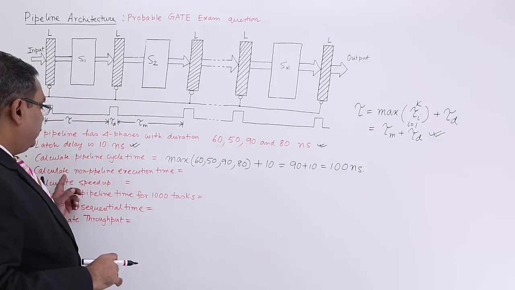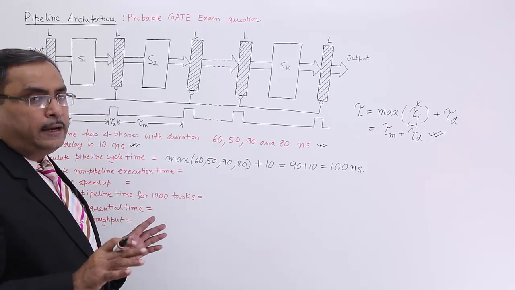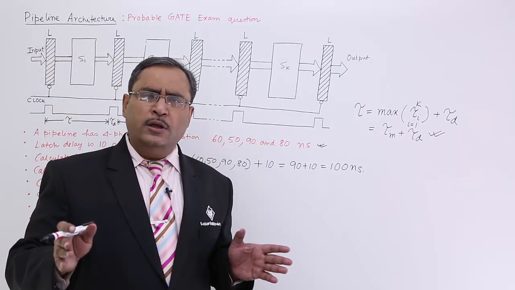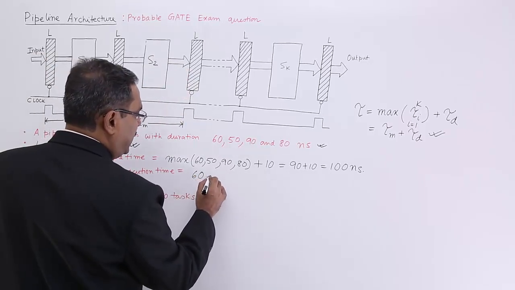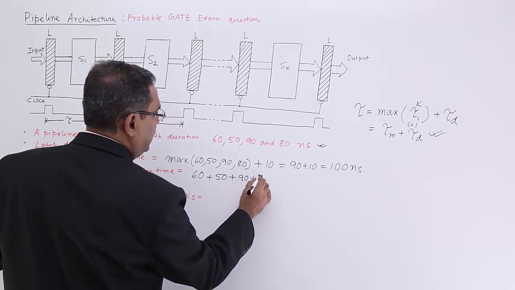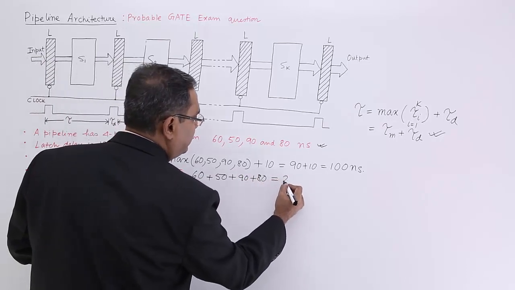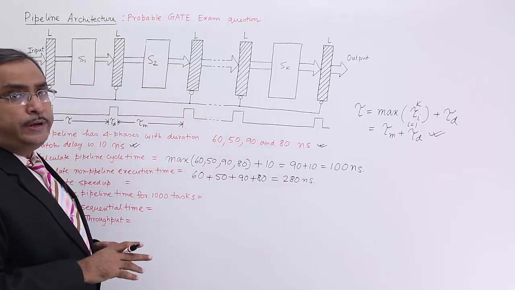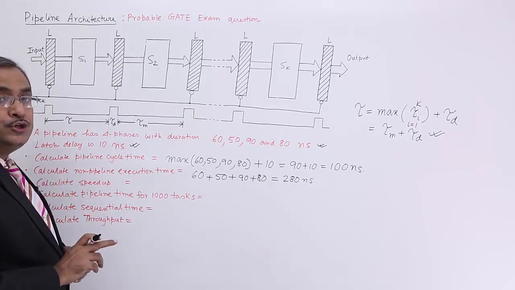Now, calculate the non-pipeline execution time. If there is no pipeline, then what is the time required? In that case, all the phases will get executed one after another. So, here the answer will be 60 plus 50 plus 90 plus 80. What is the value? It is 280.